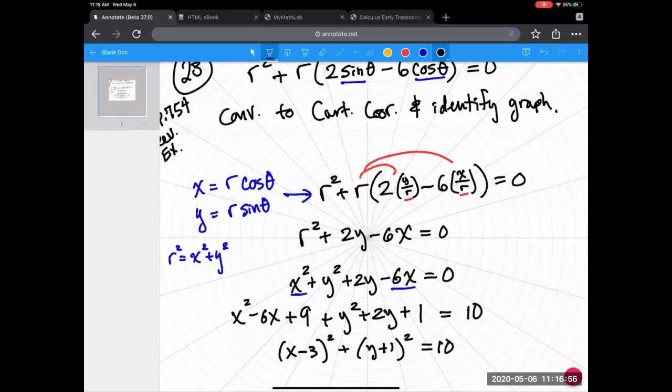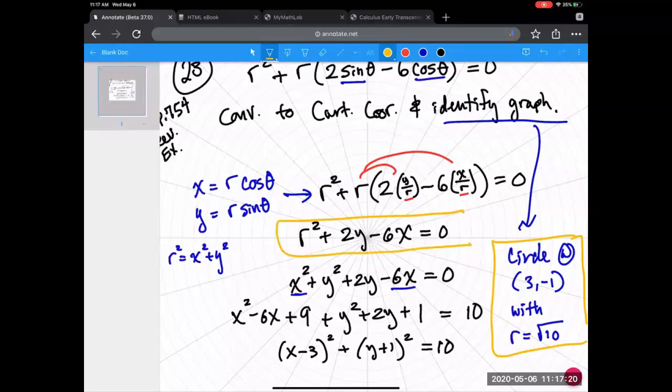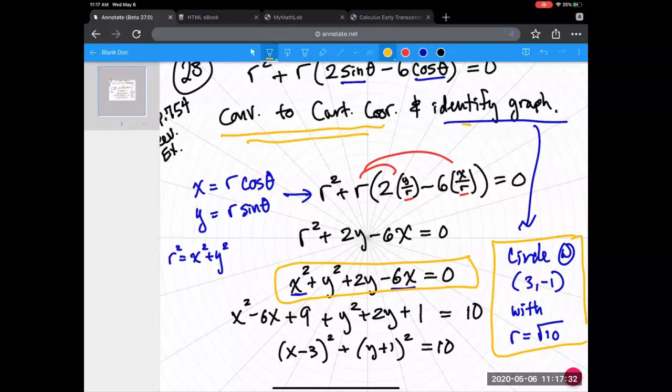So now when I identify the graph, I can be a bit more specific. I can say that this is a circle at the center point of 3, -1 with radius equal to the square root of 10. And here's what it looked like when we converted that into Cartesian. So these said convert to Cartesian and identify the graph. And so we've done both of those. There's the Cartesian, and this is a circle at 3, -1 with a radius of square root of 10.